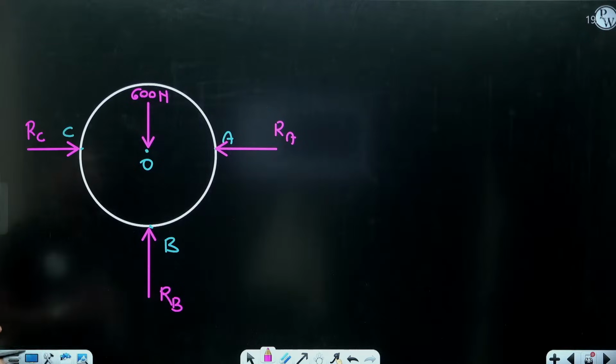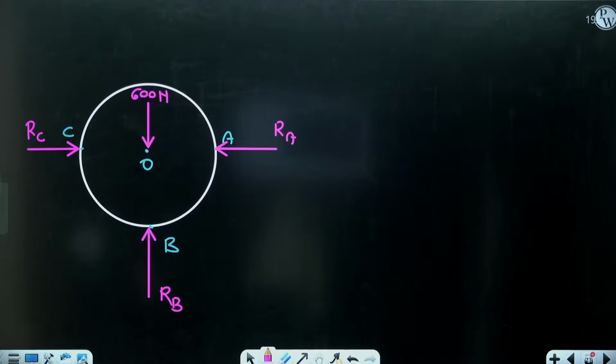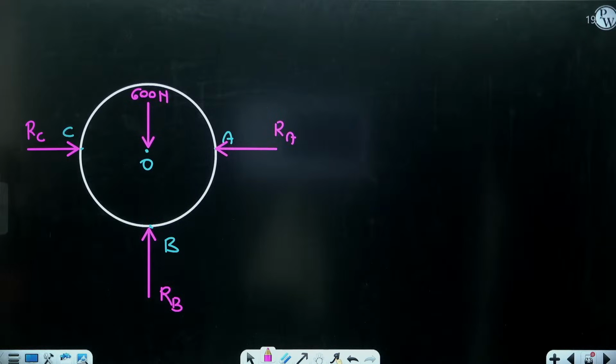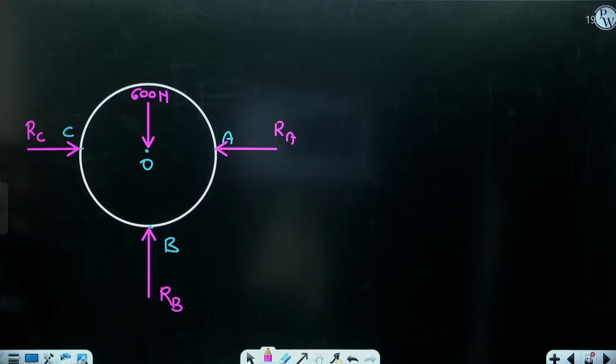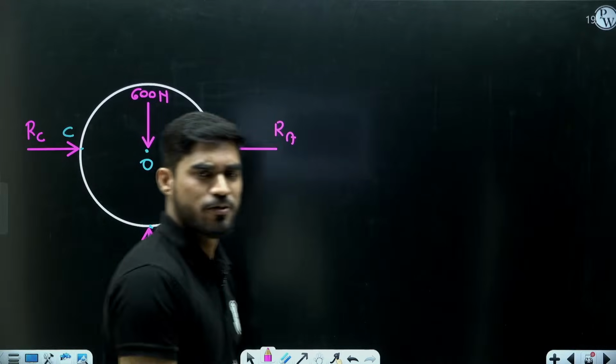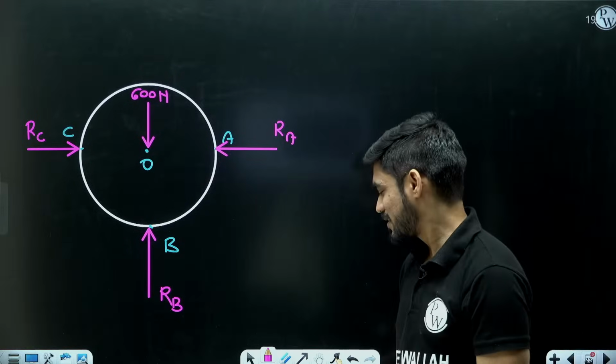Now look at the free body diagram. How many unknowns do you see here? I see three unknowns, RA, RB and RC. And how many equilibrium equations do you have here? You have only two equilibrium equations.